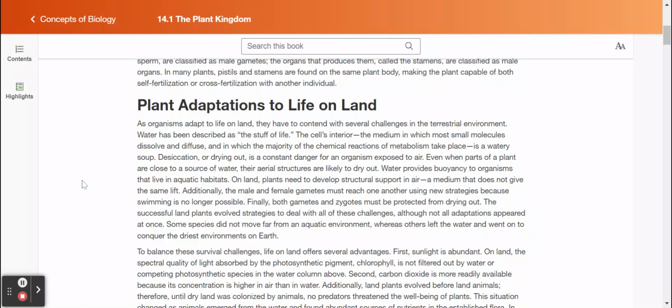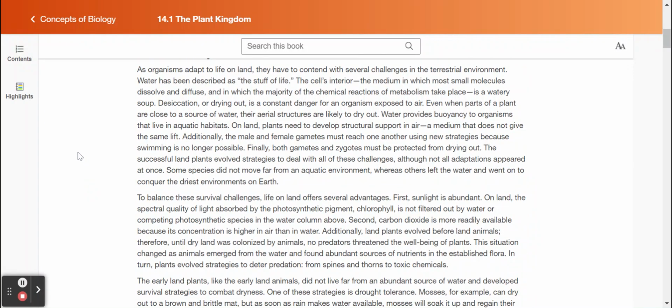Plant adaptations to life on land. As organisms adapt to life on land, they have to contend with several challenges in the terrestrial environment. Water has been described as the stuff of life. The cell's interior, the medium in which most small molecules dissolve and diffuse, and in which the majority of the chemical reactions of metabolism take place, is a watery soup.